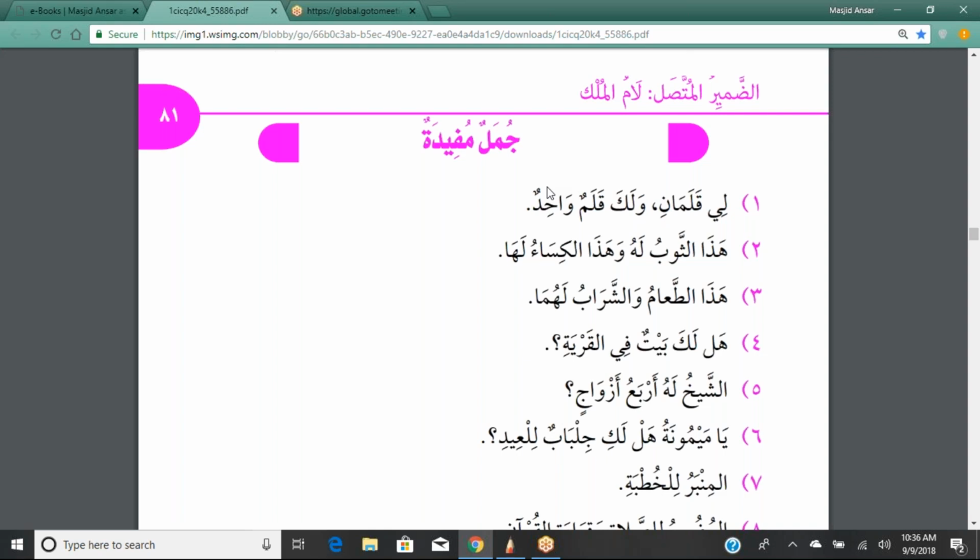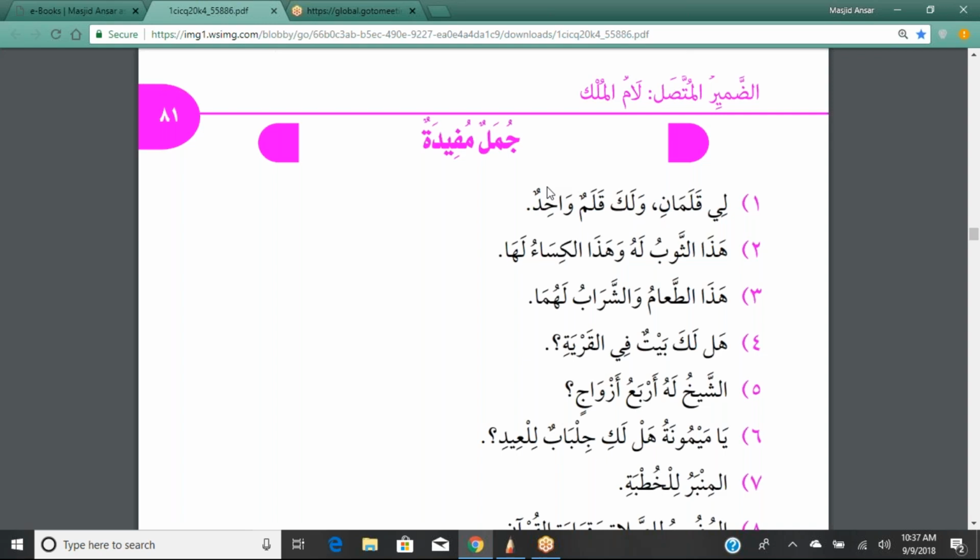الشيخ له 4 أزواج. طيب عندي سؤال. Azwaj, first of all, it means the sheikh has 4 wives. Azwaj is the plural of what? Zawj or zawjatun? Azwaj is the plural for zawj. What's the plural for zawjatun?